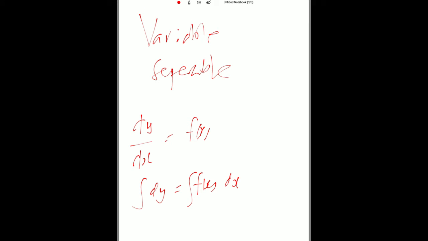So in effect, what's happening here is that we're integrating with respect to y here and integrating with respect to x here. Integrating 1 with respect to y, we get y. And if we're integrating f of x with respect to x, then that leaves us with the actual integral of f of x plus a constant of integration. So let's look at an example of how variable separable is actually carried out.